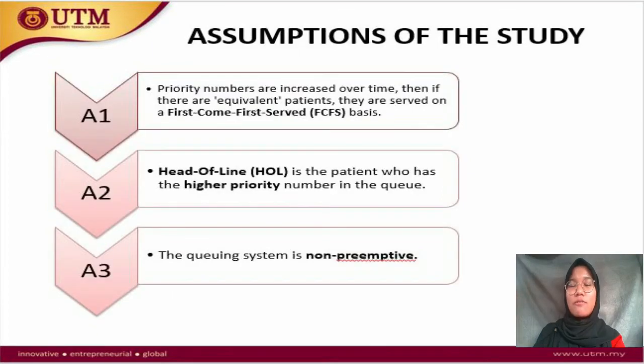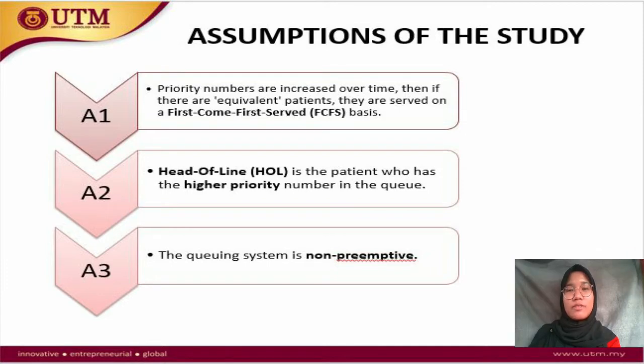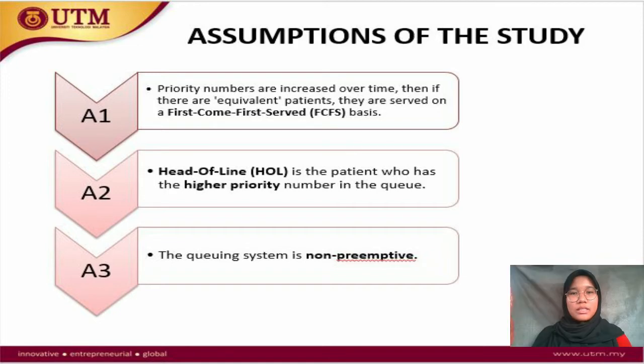The assumption of the study is that if there are equivalent patients, the basis of first come first serve will be used. The second assumption is that the head of line is the patient who has the higher priority number in the queue, because head of line blocking occurs whenever traffic is waiting to be transmitted. The third assumption is that the queuing system is non-preemptive, meaning no doctor will turn to another patient without stabilizing the condition of the patient with whom he or she is currently dealing.